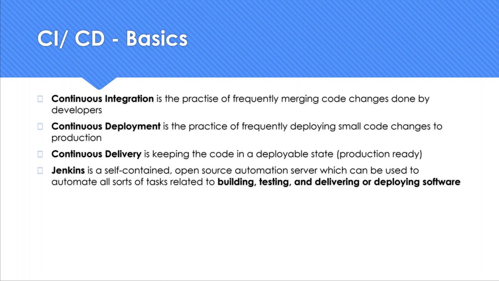Some of the terms usually used in this process are CI/CD. What does CI/CD mean? CI means continuous integration. The basic purpose of continuous integration involves some developer concepts. Say it's a web application which is going to be built by three developers.